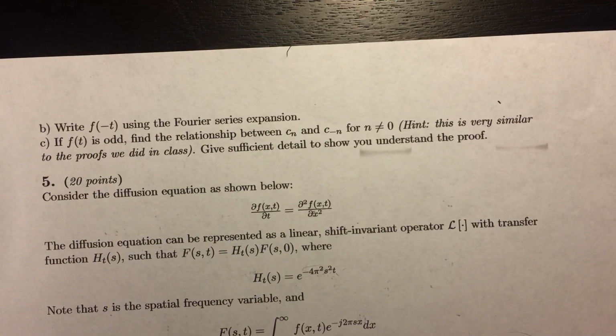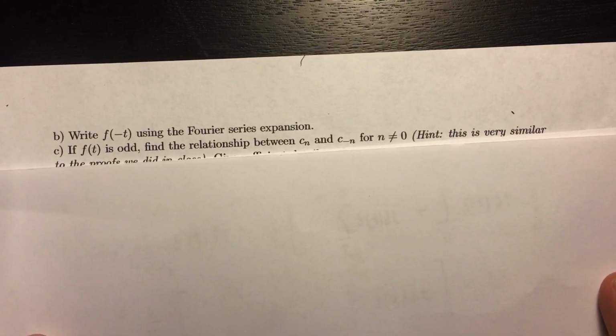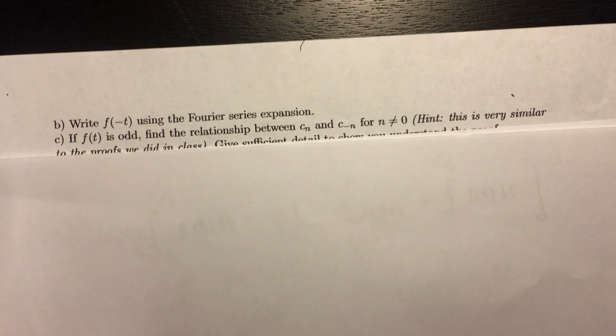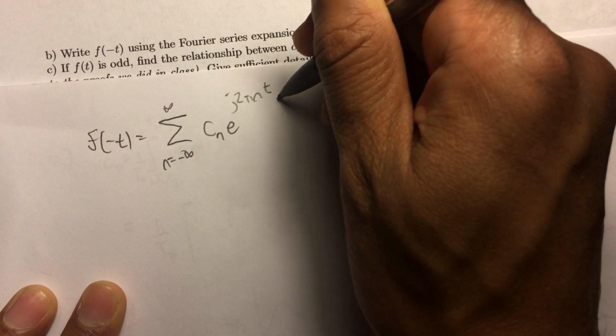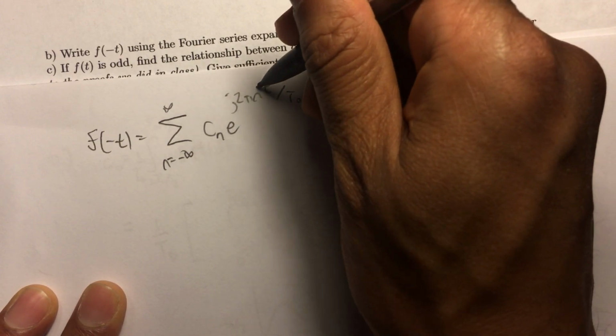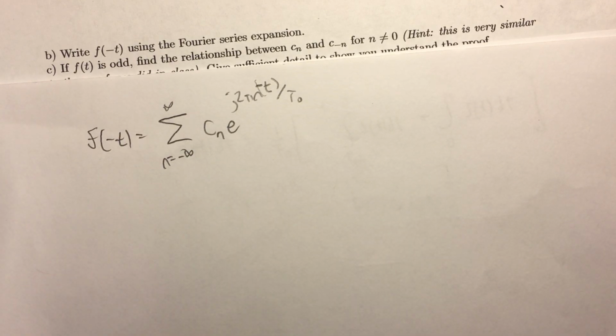Okay. Now the second part is write f of minus t by using the Fourier series expansion. So that's easy. F of minus t is equal to the sum from n equals minus infinity to infinity, cn e to the j 2 pi n t over t naught, right? And because it's minus t, I have a minus t here. It's relatively painless.